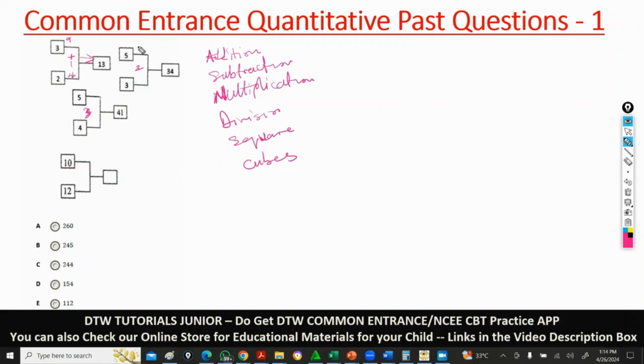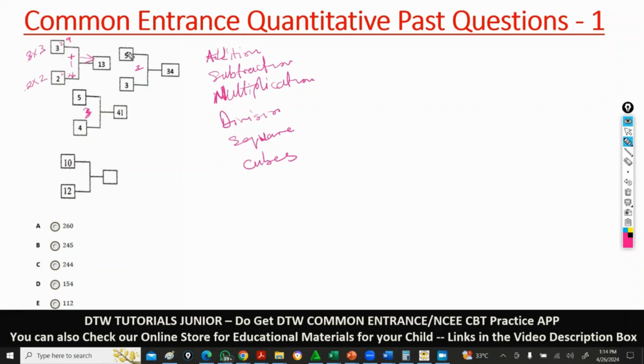This is 5 square. When I say 3 square, I mean 3 times 3, and when I say 2 square, I mean 2 times 2. That is 3 raised to power 2, 2 raised to power 2. I hope you remember, when you're told square, it means that number multiplied by itself.